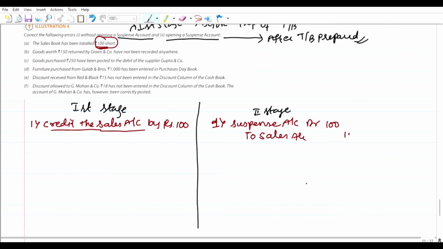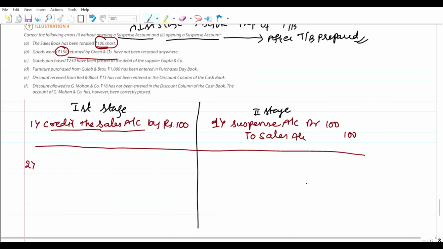By rupees 100. So this is what the first transaction is. Let us now go for the second one. Goods worth rupees 150 returned by Green and Company. Whenever we are getting return inwards, we say that is sales returns.